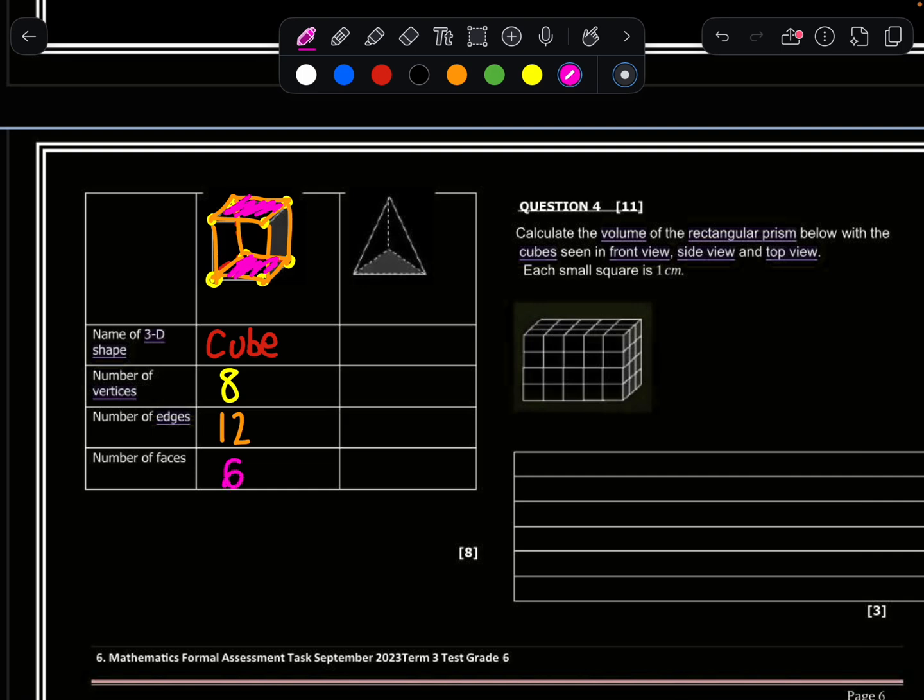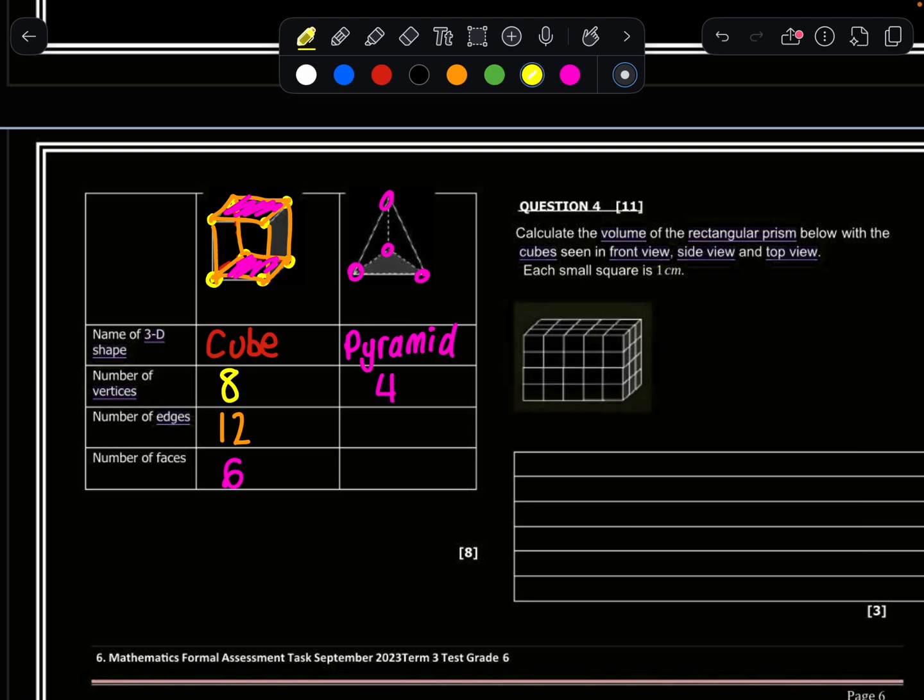Then this one is a pyramid. Number of vertices. So how many corners does it have? 1, 2, 3, 4.